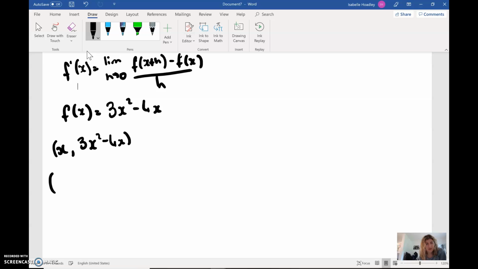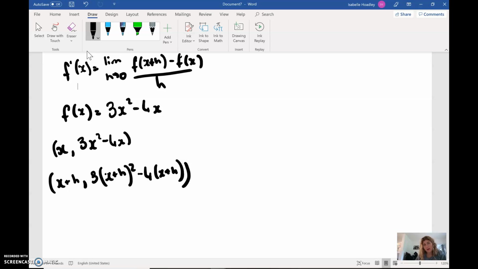Okay, and I'm going to take my x plus h, which is my x2, and my f of x plus h, so 3 bracket x plus h squared minus 4 bracket x plus h, okay? Remembering that you've got 2 lots of x in your function now, so that means you need to substitute in 2 lots of x plus h, okay?